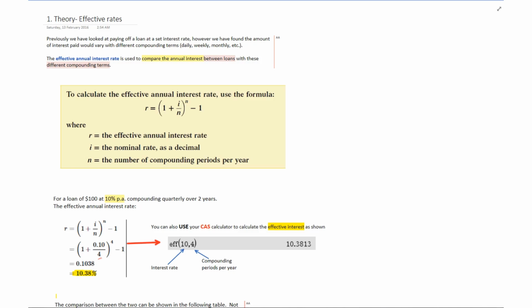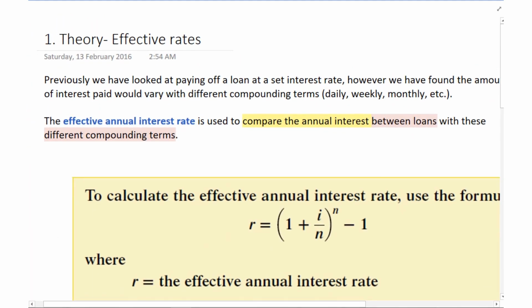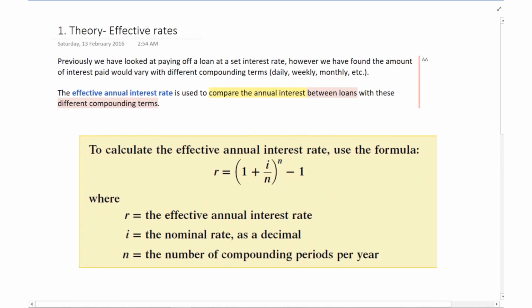Okay, so in this video, what we're going to be looking at is effective interest rate. So I'm just going to read this out. Previously we have looked at paying off a loan at a set interest rate. However, we found that the amount of interest paid would vary with different compounding terms. So if we go daily, weekly, monthly, we'd actually get different amounts of interest, even with saying that the annual interest rate is 12% or 10% or something like that.